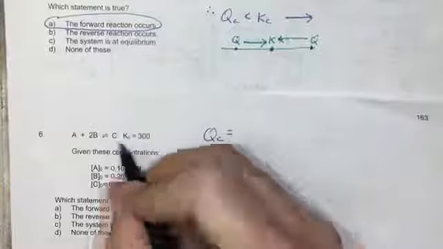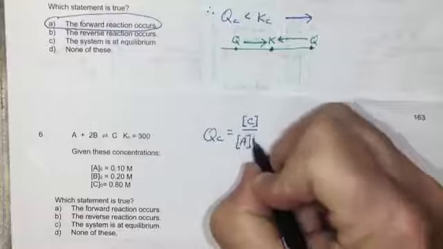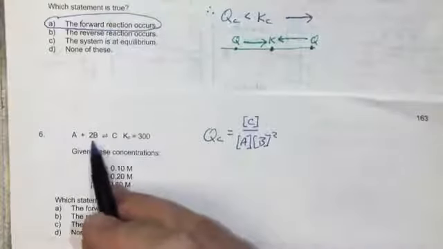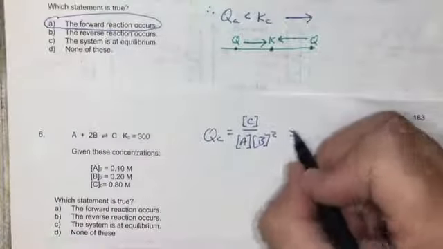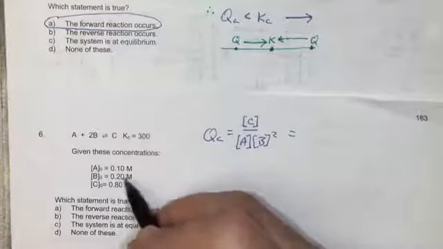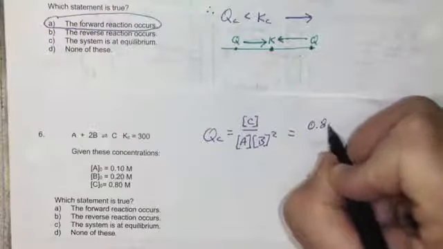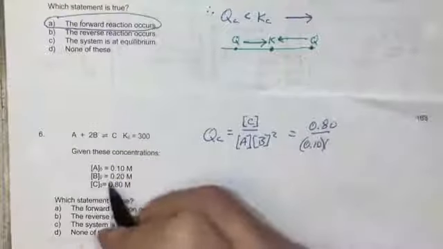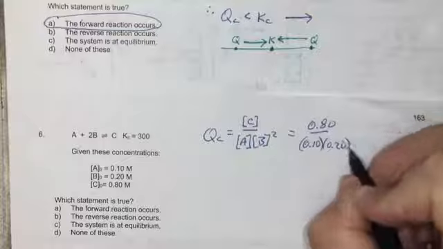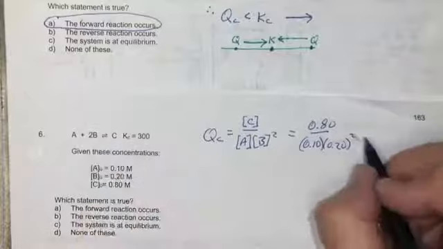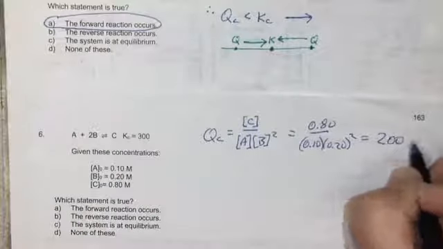The reaction quotient is equal to the concentration of C divided by the concentration of A and divided by the concentration of B squared. So it's always products over reactants raised to their appropriate coefficients. This is already in terms of concentration, so we just plug these numbers in. C is 0.80 divided by the concentration of A, 0.10, and divided by the concentration of B, which is 0.20. Be sure to square this because of the coefficient on B. When you calculate this out, we get 200.